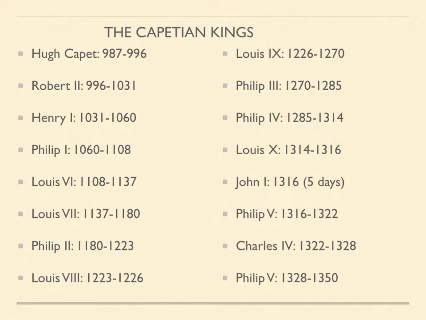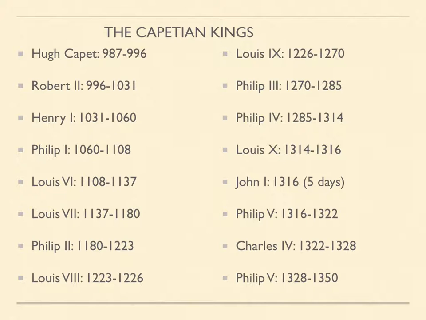The last king, Philip V, is part of the Capetian family, but is not a direct descendant of Hugh Capet. So let's see, there were a couple here that were kind of interesting. So Philip Augustus is Philip II, and he's the one who managed to take back a lot of the land that he thought belonged to France, take back kind of the Angevin Empire. Louis IX was called Saint Louis. And then if you keep going, go down to John I.